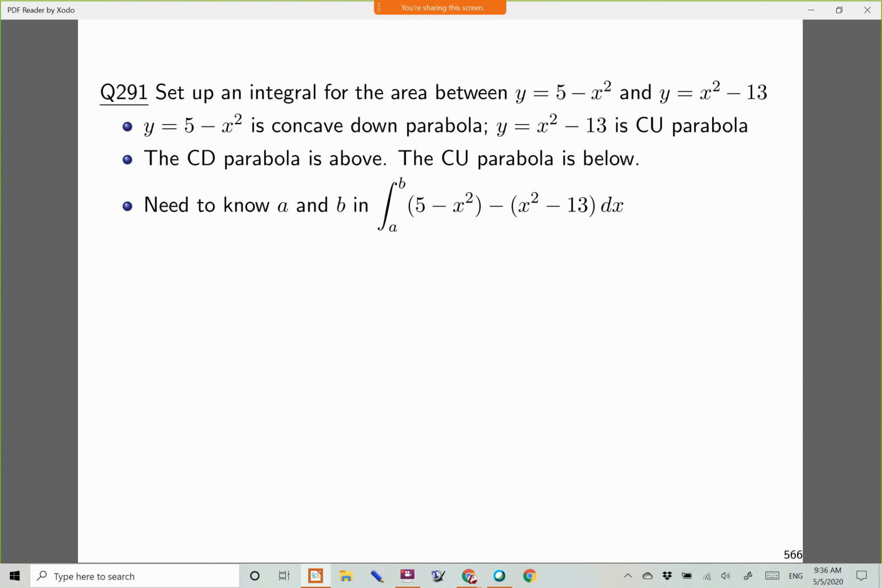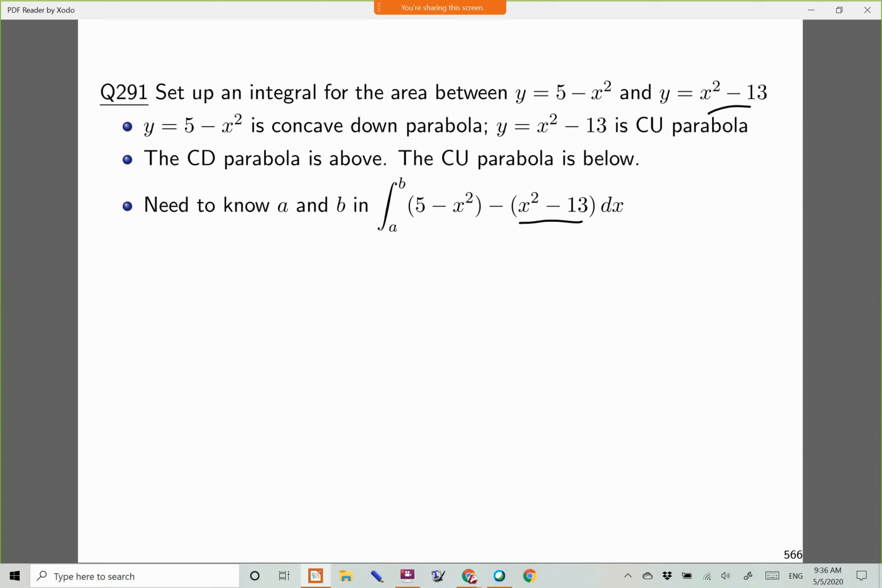But what I'm trying to point out is that the concave down parabola, the one that's above, should be written here first, this 5 minus x squared. And then in parentheses after the minus sign, we need the concave up parabola, because that's the one that's going to be under. That's the one that's below.